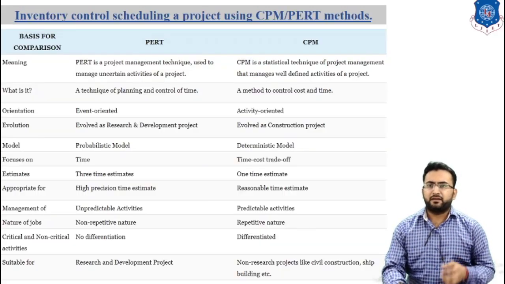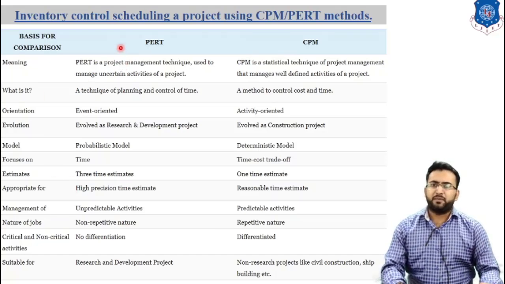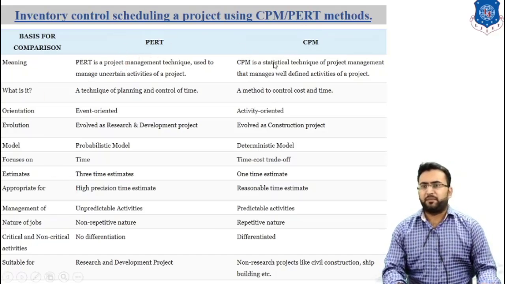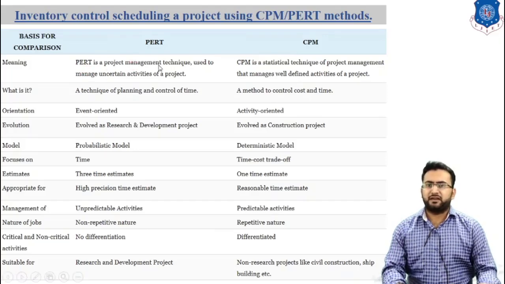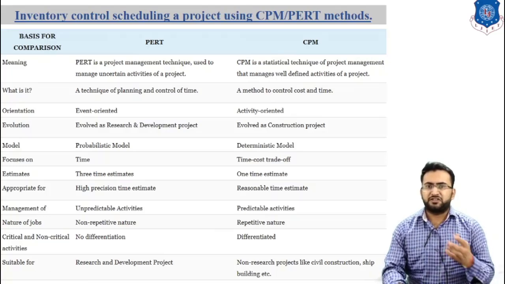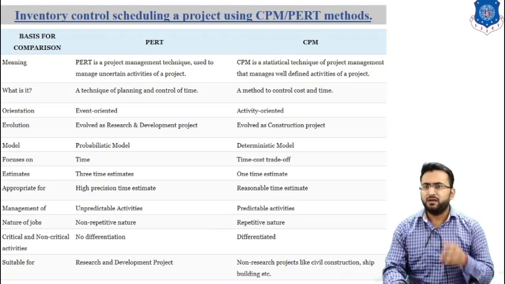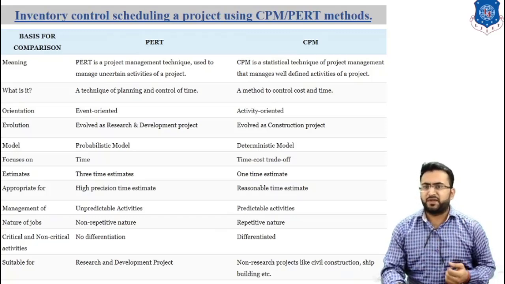Now let's compare CPM and PERT. Let's first understand the meaning of PERT and CPM. PERT is a project management technique used to manage uncertain activities of a project. CPM is a statistical technique of project management that manages well-defined activities of a project.